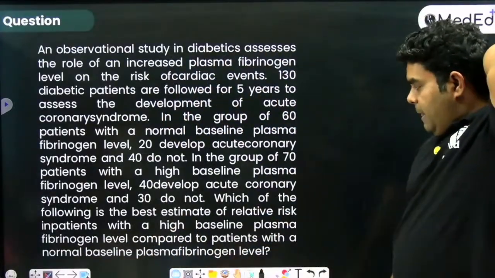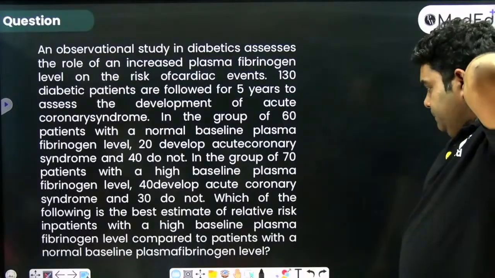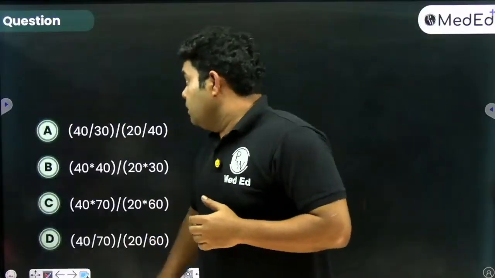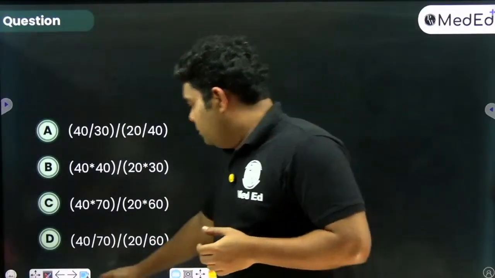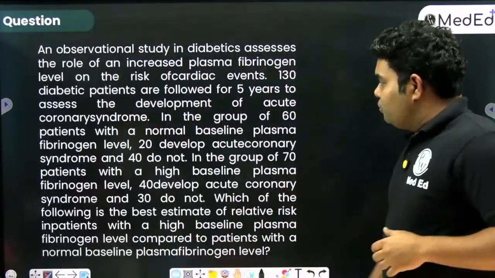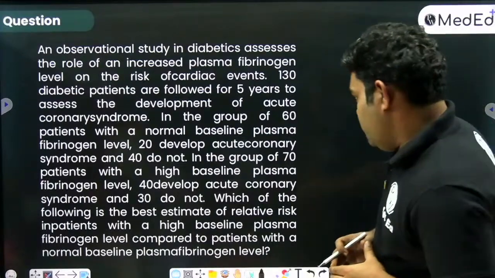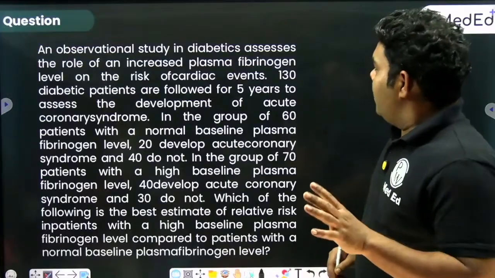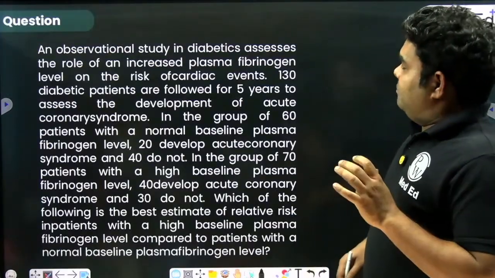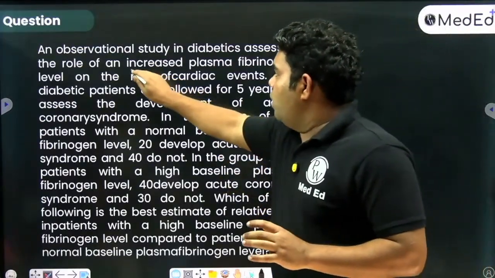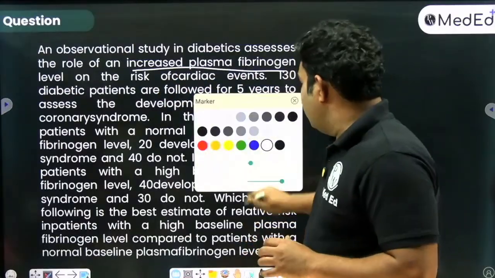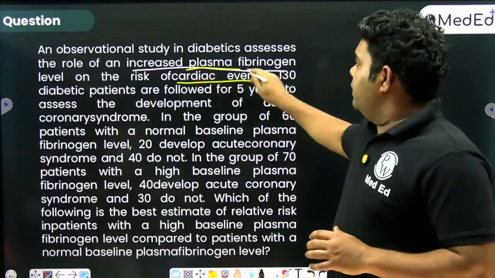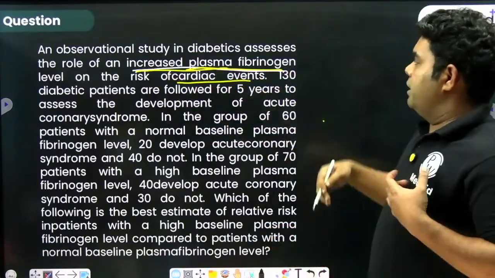Oh, big question, but we can answer it. In all such big questions, we are taught to always read the last line, but the last line itself is not so clear. So let's read the whole of the question. I will summarize it. They are trying to understand the role of plasma fibrinogen in cardiac events. Increased plasma fibrinogen leading to heart attack.